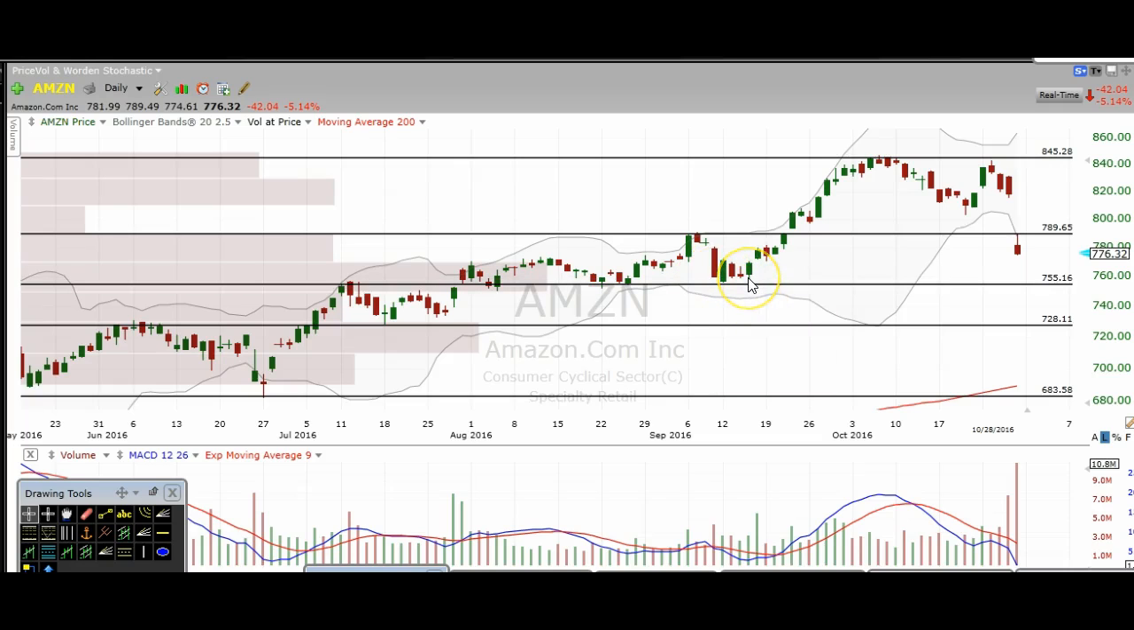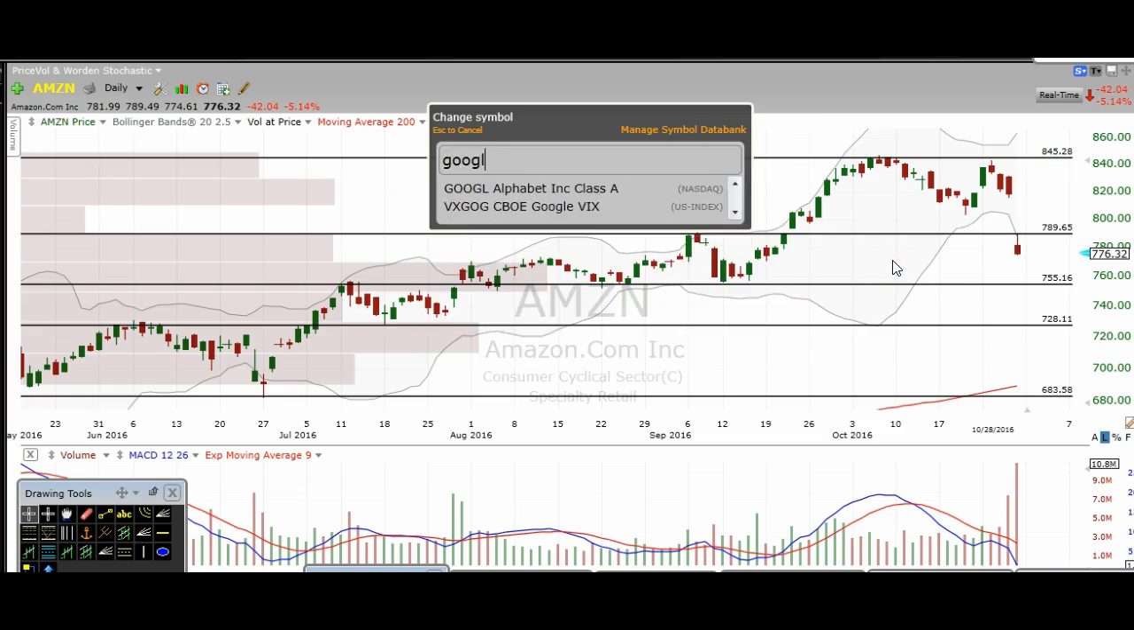So we can look for short-term bounces off of those levels here, but more than likely it's looking like Amazon is going to be coming down here in the near term, and those are the levels that you want to be aware of here for Amazon.